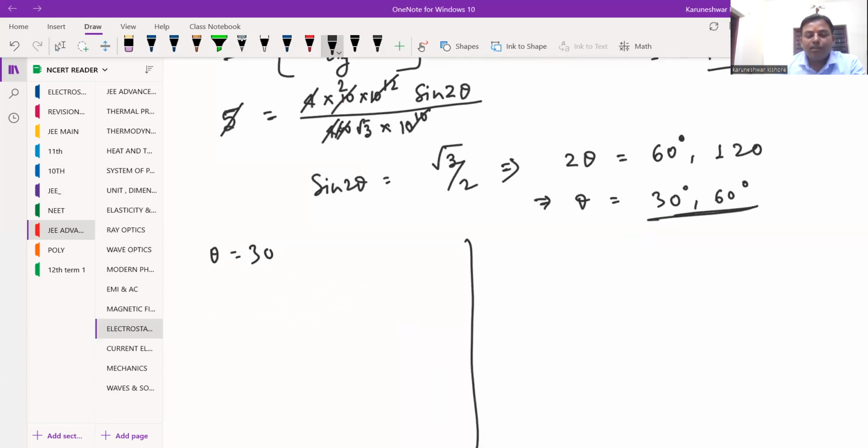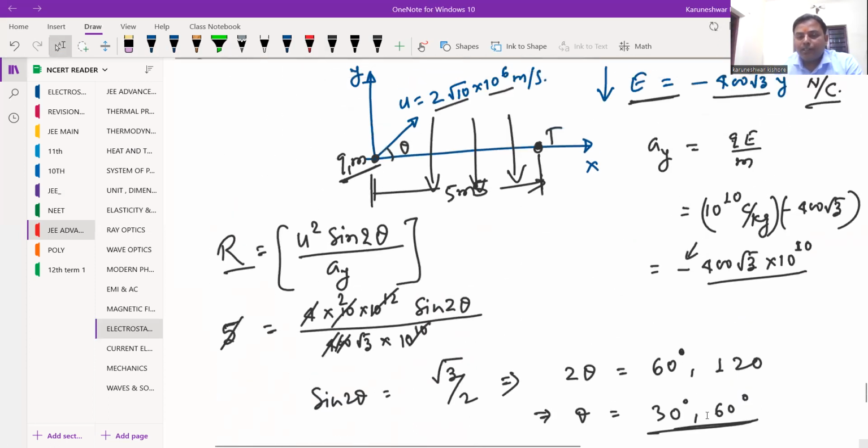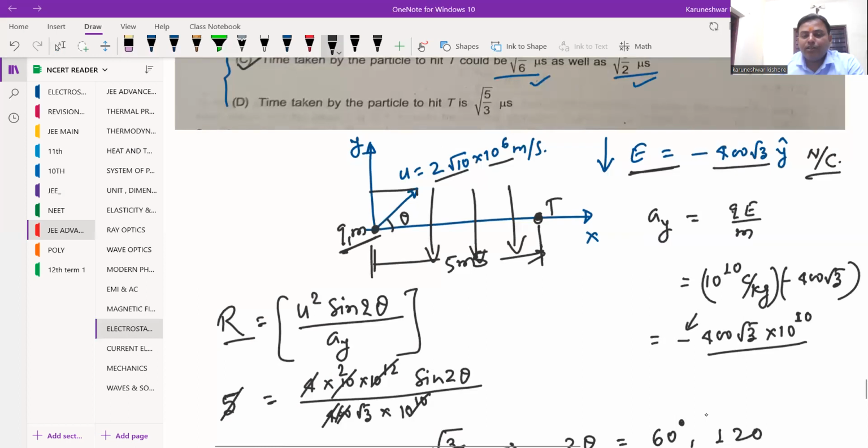So when I am considering theta to be 30 degree, by that time I'm considering time period will be 2 uy by ay. This is the time period, 2 u sin theta by acceleration along the y direction. And uy means the velocity along the y direction initially. So what is the initial velocity we have here? It is 2 root 10 into 10 to the power 6, and with sine 30 we have considered over there, right? The initial velocity.